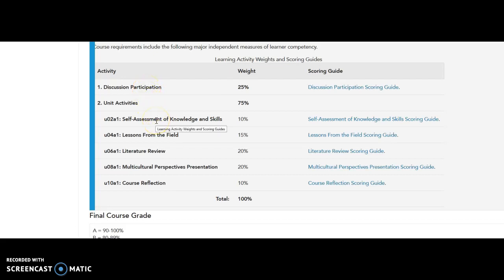You have done a self-assessment of knowledge and skills, lessons from the field, the literature review, and then in Unit 8 you turned in the multicultural perspective presentation. The last assignment will be a course reflection. So let's take a moment to look at Unit 9 and the course, which begins our discussion of reflection that will help you with the Unit 10 reflection assignment.